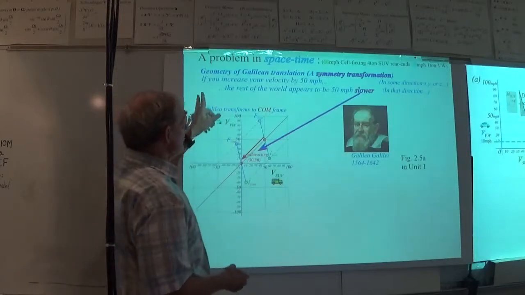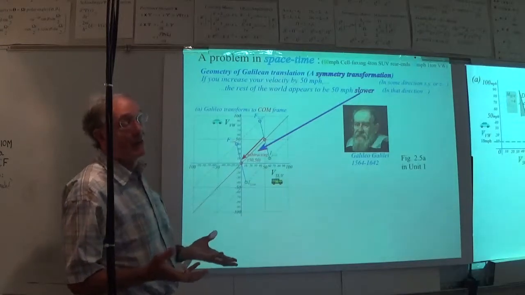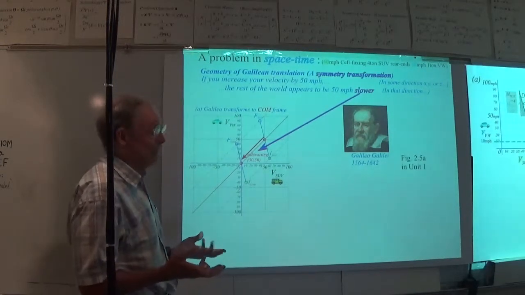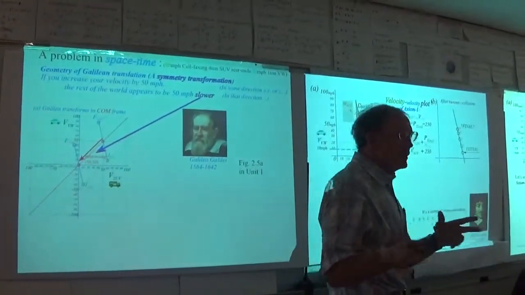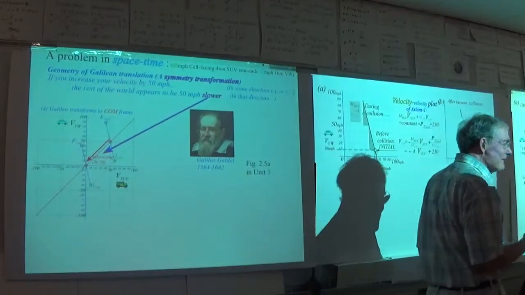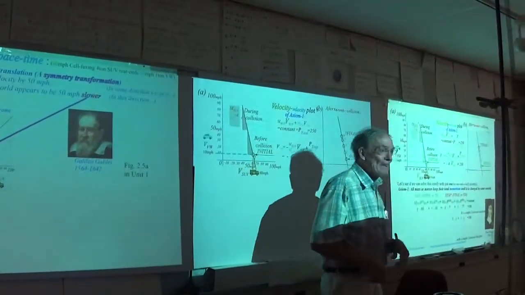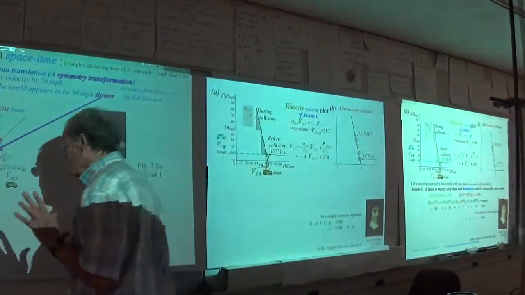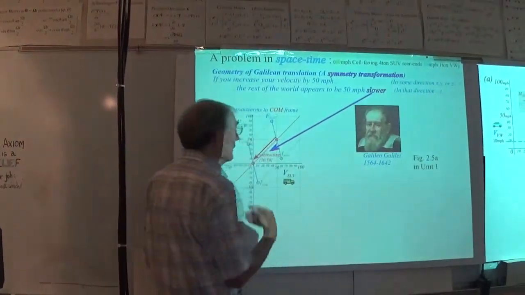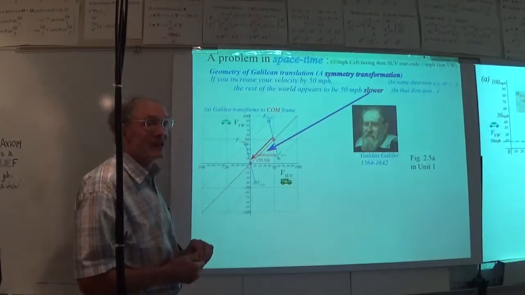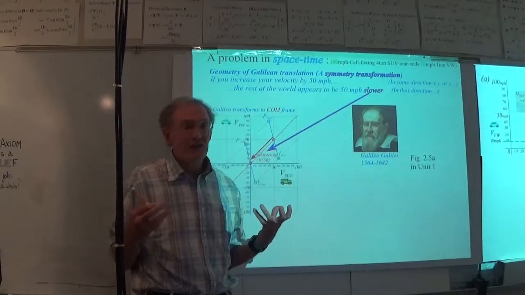The idea is if you increase your velocity by 50 miles an hour, or 0.5 miles an hour, which I'm going to do right now, I'm going to go 0.5 miles an hour faster, and I just noticed that all you guys are going 0.5 miles an hour relative to me. Right? There you are. I told you. I'm passing you. So that's the idea: according to Galileo, the rest of the world appears to be slowing by 50 miles per hour in that direction. That's sort of a heavy statement of the Galilean rule for velocity addition.